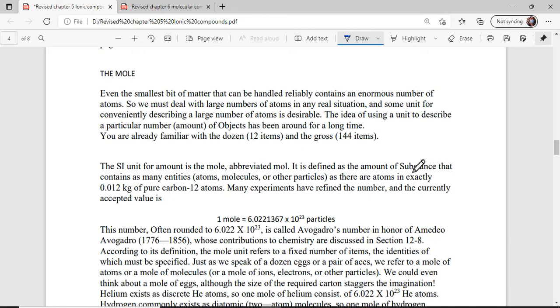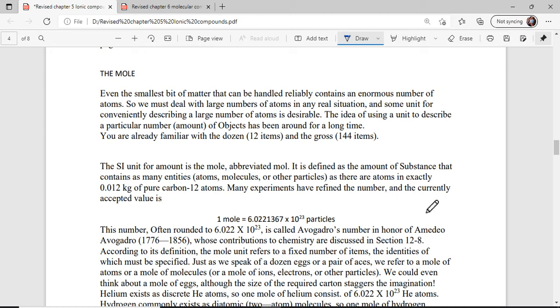And when you say a gross, okay, a gross is equal to 144 items. Therefore, the SI unit for the amount is your mole. Okay? The abbreviation or shortcut for mole is mol. Okay? This defines the amount of the substance that contains as many entities, entities which are composed of your atoms, molecules, and other particles, as there are in exactly around 0.012 kilograms of your pure carbon 12 atoms.